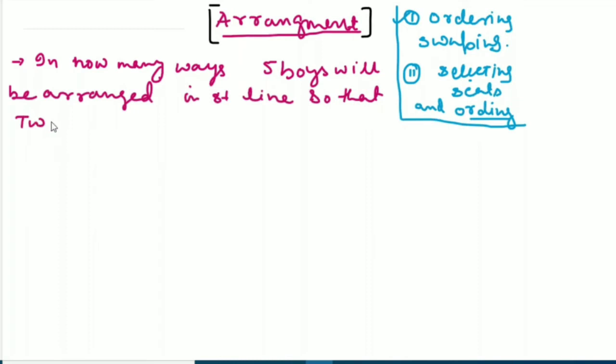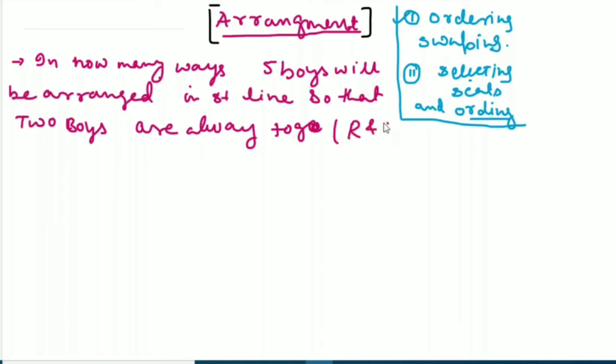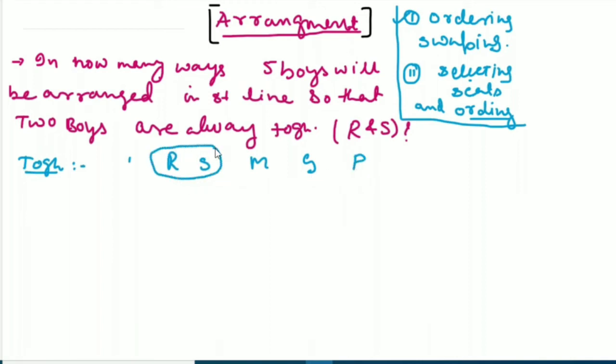2 boys are always together. And which 2 boys? Let's say Ram and Syam, both of them are always together. Let me give you an example so that you understand. We have Ram, we have Syam, we have Mohit, we have Gopal, we have Praveen. And I say that these 2 members should always be together. So let me talk about the together logic. How do we visualize the together logic coming forward next?